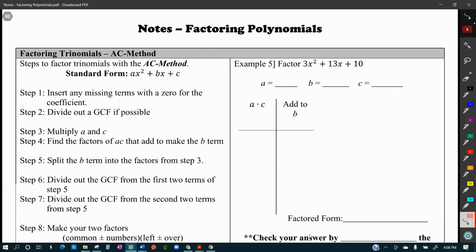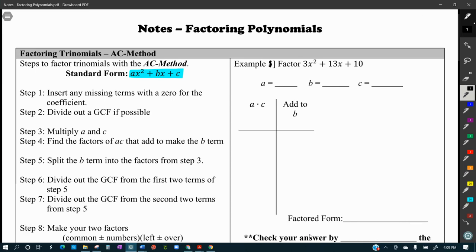Factoring polynomials. So we're going to be factoring trinomials with something that I like to call the AC method. This is useful for when there are trinomials in standard form, which is ax squared plus bx plus c, where a, b, and c are just numbers, like a 2 or a 5 or even a 0. You can have a 0 as well. So let's look at example number 1, and let's look at the steps as well.